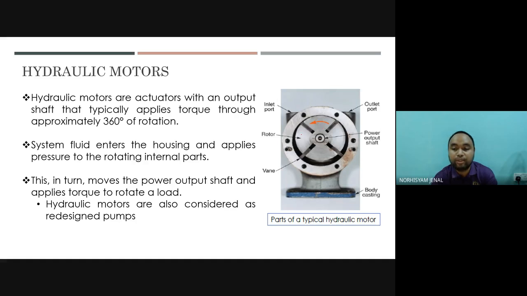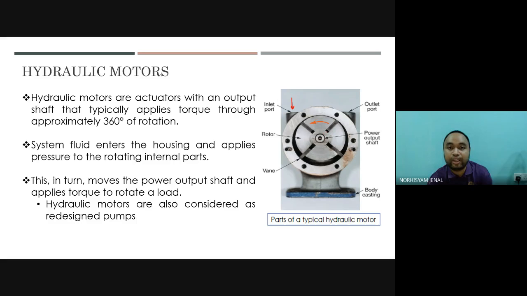Alright. The limitation might be it can only spin one direction or it can also spin two direction. It depends on whether the motor is going to be fixed or it can be changed. Alright. So system fluid enters the housing and applies pressure to the rotating internal parts. Okay, I believe you already understand how the vane works. For example, this is vane. So what happened? You have liquid coming in here and then it will spin the motor.